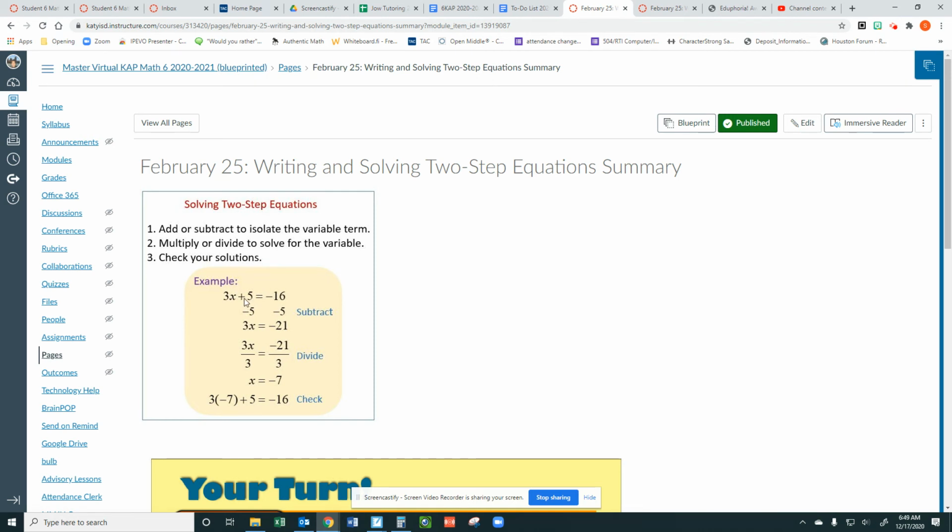To undo an addition of 5, I subtract 5 from both sides. So it's 3x equals negative 21. To undo a multiplication, I divide both sides by 3, and that's the reason why the answer is negative 7.